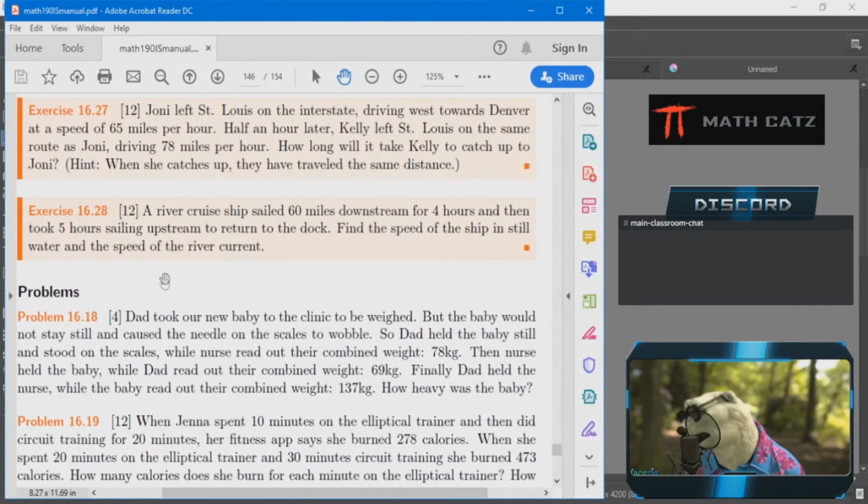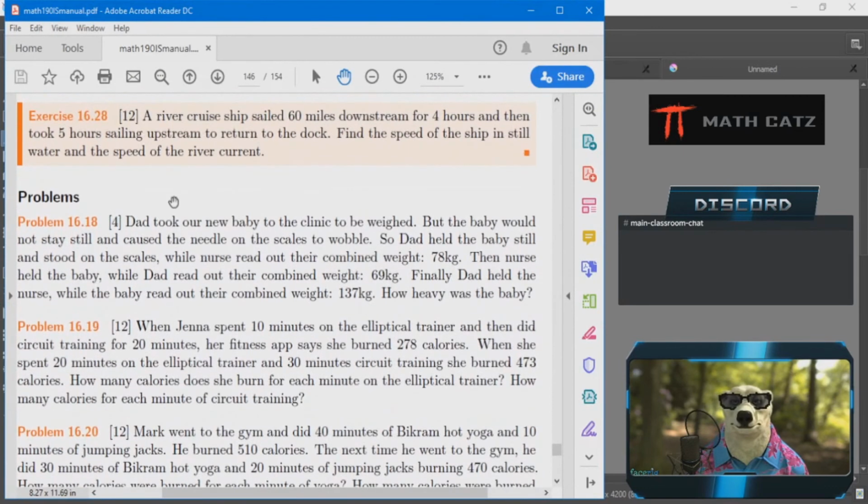Let's do one more. Squeeze it in. A river cruise ship sailed 60 miles downstream for 4 hours and then took 5 hours sailing upstream to return to the dock. Find the speed of the ship in still water and the speed of the river current. Different.